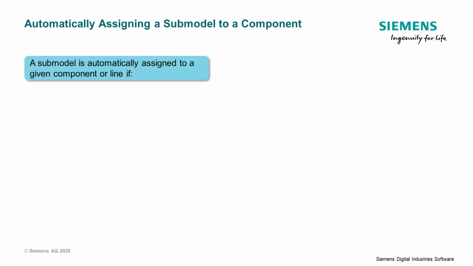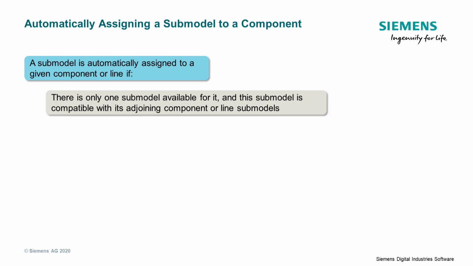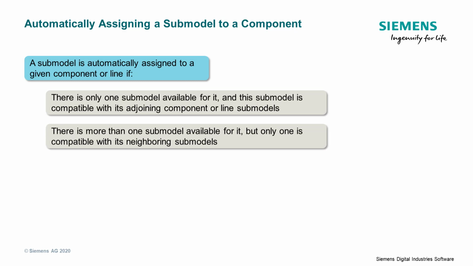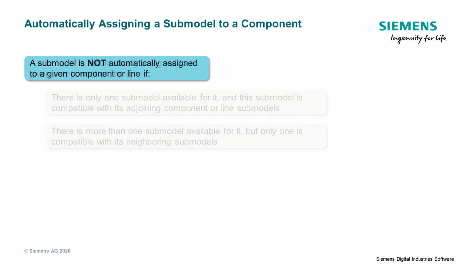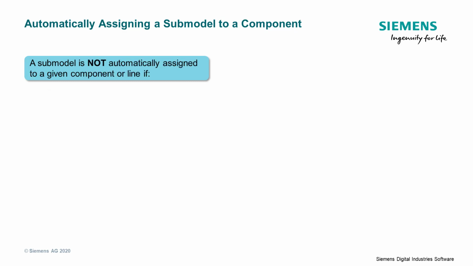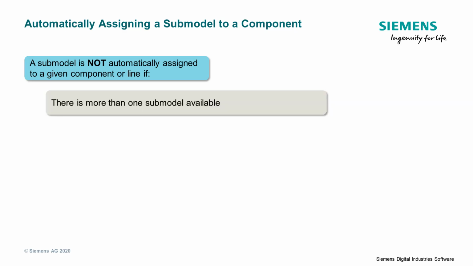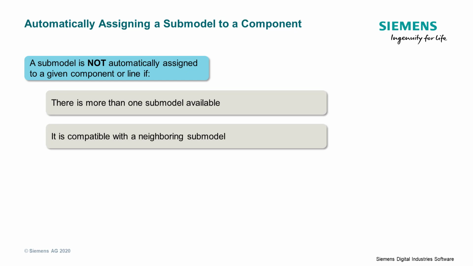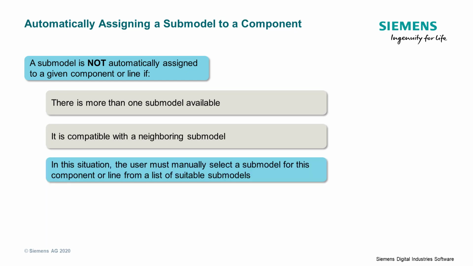A submodel is automatically assigned to a given component or line if there is only one submodel available for it, and this submodel is compatible with its adjoining component or line submodels, or there is more than one submodel available for it, but only one is compatible with its neighboring submodels. No submodel is automatically assigned to a given component or line if there is more than one submodel available and compatible with its neighboring submodels. In this situation, the user must manually select a submodel for this component or line from a list of suitable submodels.